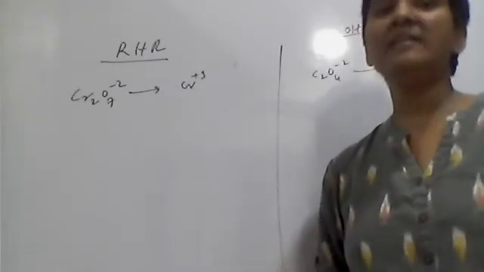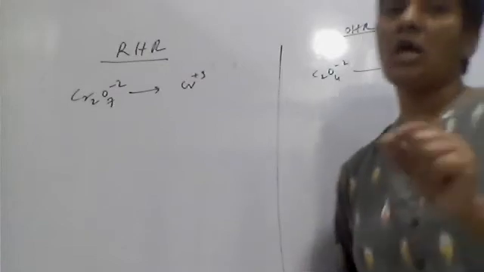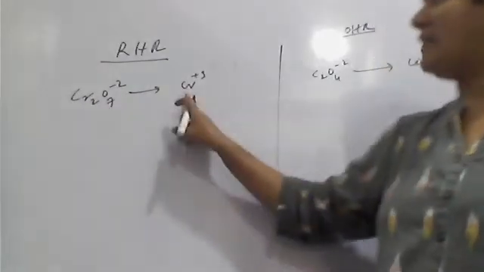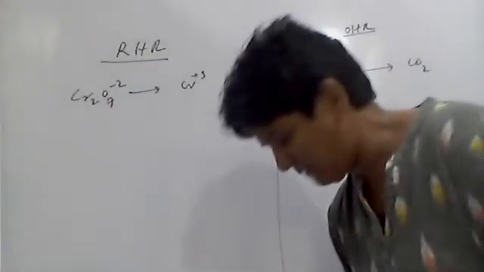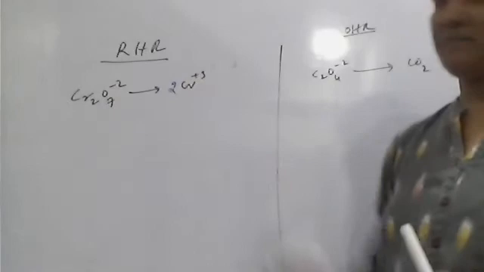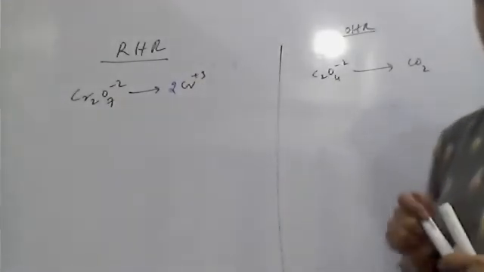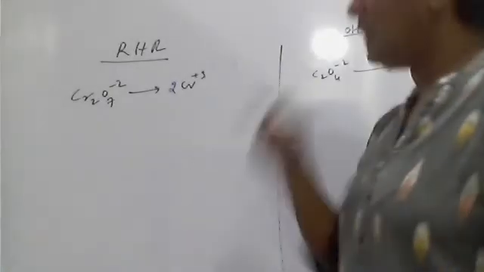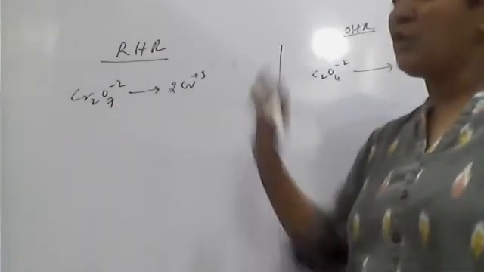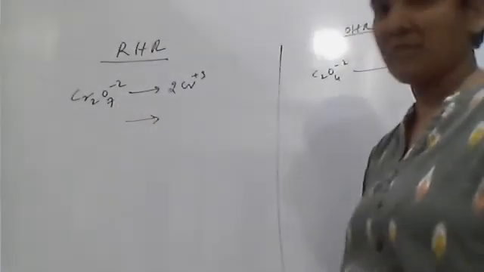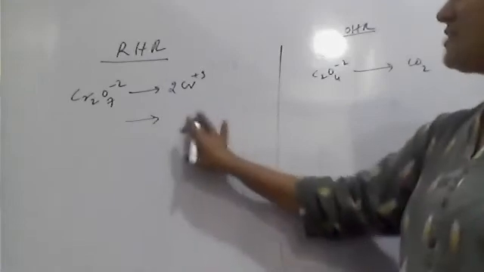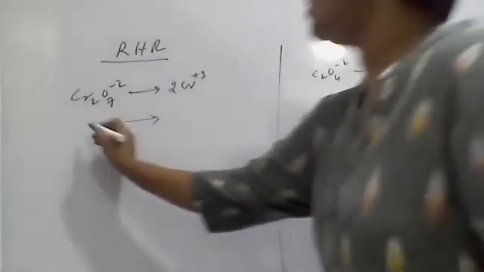Here, first balance the atoms other than oxygens and hydrogens. How many chromium at the left side? 2 chromium. At the right side, 1 chromium. So first balance the chromium: make it 2 chromium here. Now chromium is balanced. Next, what is to be done? See oxygens, how many? At the left side, 7. At the right side, no oxygens. For the acidic medium, what is to be done? Add H2O. So at the right side, you need 7 oxygens, so I'll write it like this.